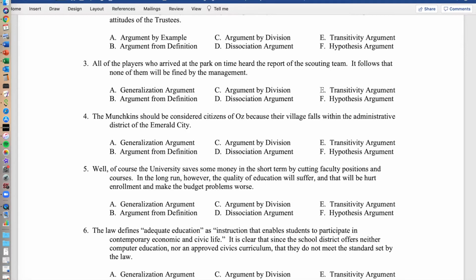This is what we call then, because it's a quasi-logical imitation of a syllogism, the transitivity argument.